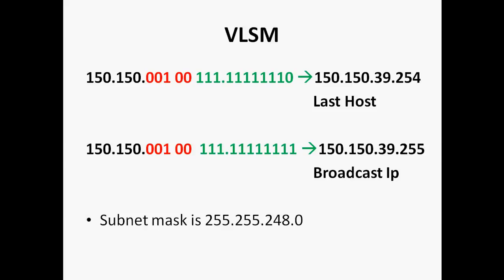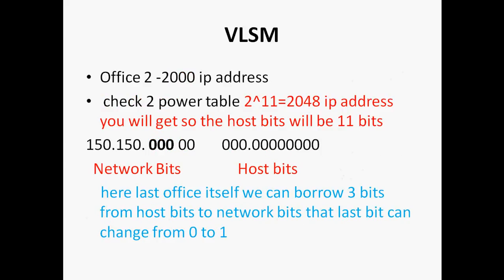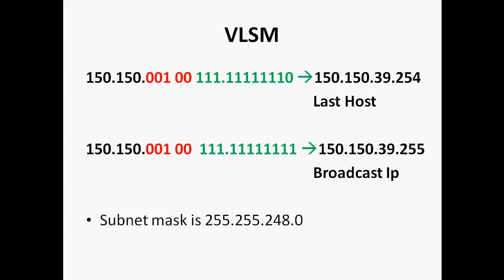So in Office 2, how many network bits are there? Here only 11 bits are host bits. So 32 minus 11 is 21. So 21 bits are network bits. The subnet mask for 21 bits is 255 indicating 8 bits, and 255 indicating 8 bits. So 8 plus 8 is 16, and the remaining 5 bits are network bits. So 128, 64, 32, 16, 8, you can add up these 5 values and you will get 248. So 255.255.248.0 is the subnet mask for Office 2.